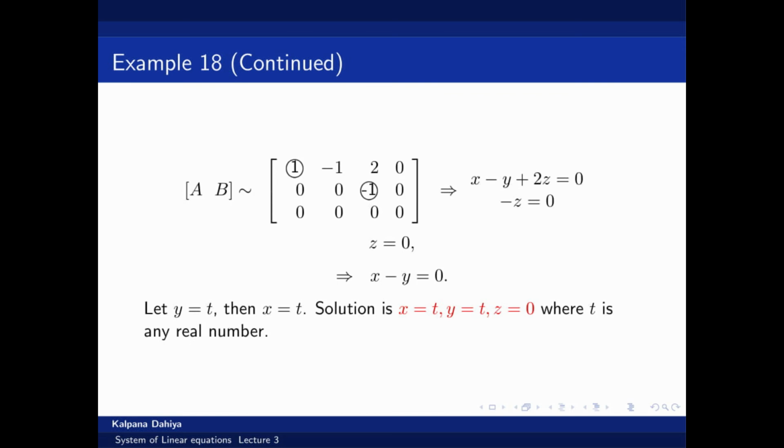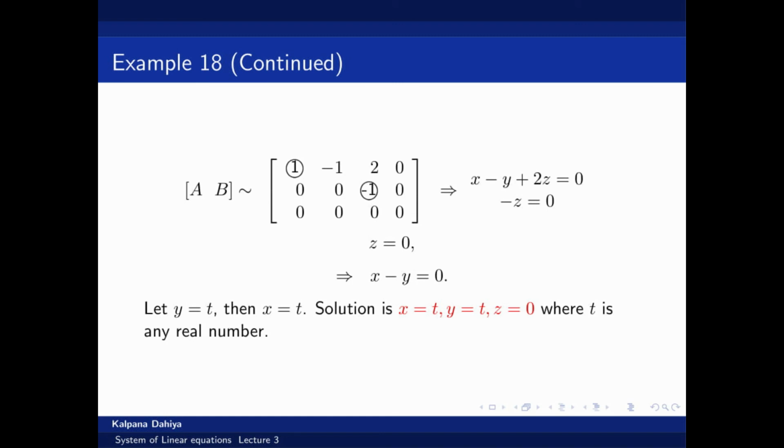Now here rank of the augmented matrix and the coefficient matrix both are 2, which is less than the number of variables. So system has infinitely many solutions. Here x and z, they are pivot variables and y is the free variable. So from the augmented matrix we have the following system of equations. From the first row we have x minus y plus 2z equal to 0, and from the second row of this augmented matrix, we have minus z equal to 0.